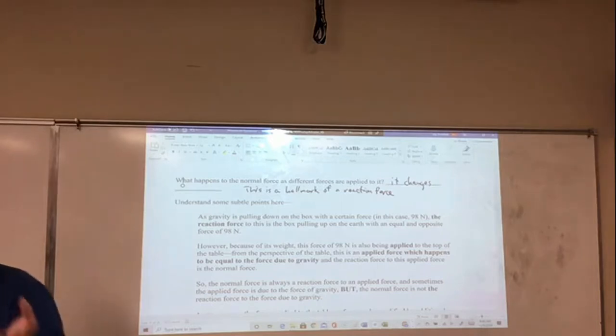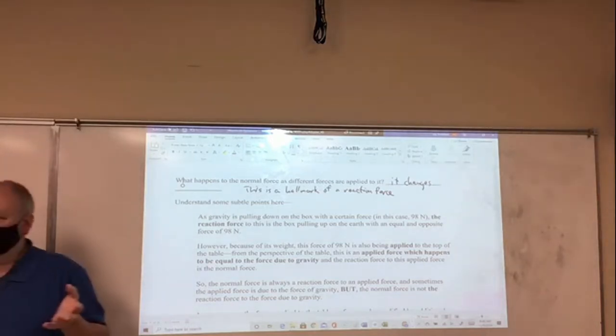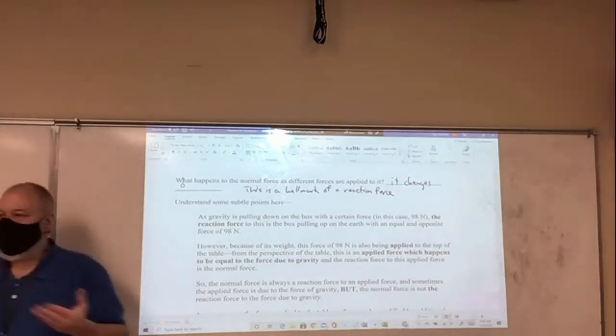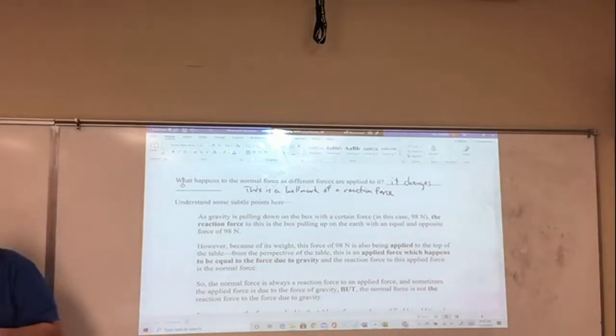Yeah, that 98 newtons affecting the Earth isn't going to do anything to the Earth. Now, theoretically, there's this tiny force of attraction that's pulling the Earth up. But it's not something we would ever be able to measure or notice, right?